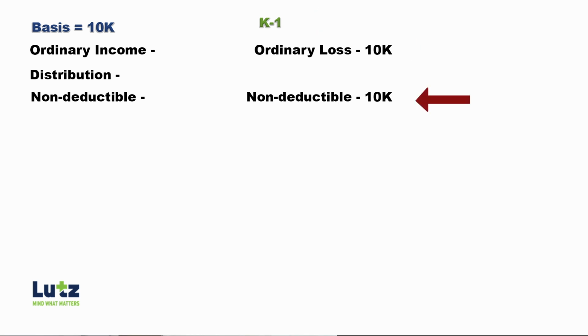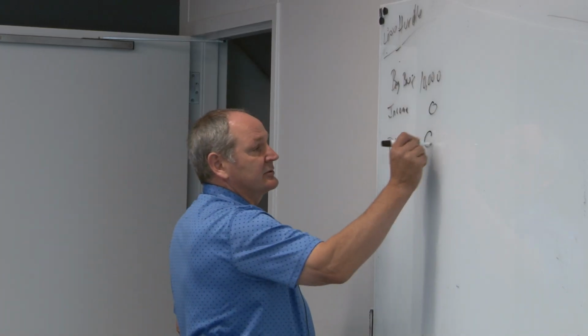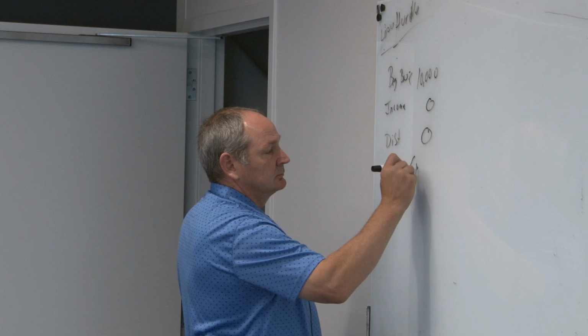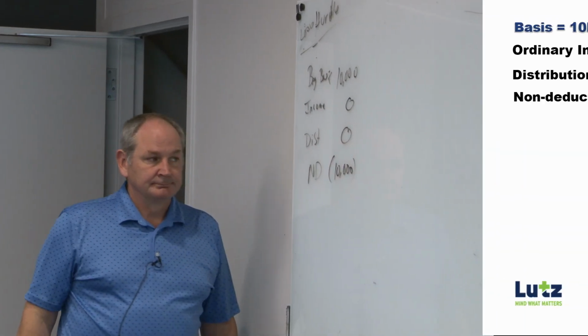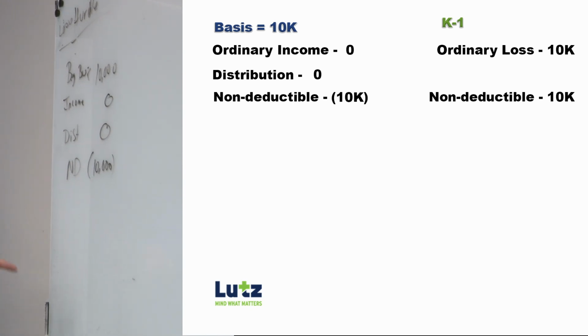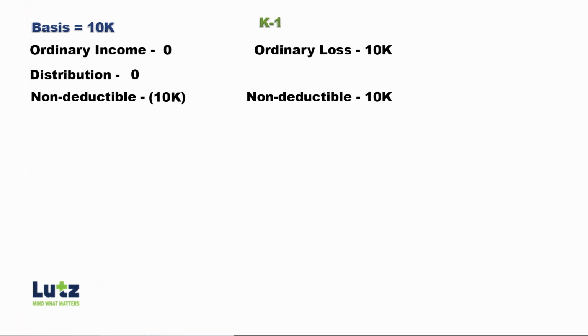So what do my ordering rules that we just went over say to do? What goes first? Income. How much income do we have? 0. How much distribution do we have? 0. How many non-deductibles do we have? 10. So now my ending basis is 0. How much of that ordinary loss do I get to take because of my loss hurdles? 0, because I'm out of basis. Well, that sucks, right? I don't want that to happen.